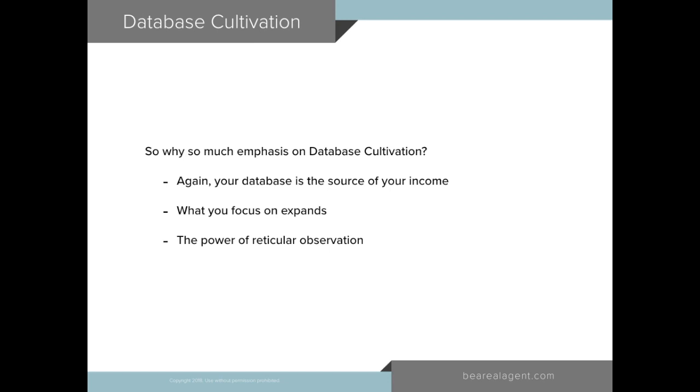And what's crazy is we're going to talk about the next point, the power of reticular observation. One of the classic examples of reticular observation, and talking specifically about the reticular activator in our brains, we start to see patterns, and we start to see the same things reduplicated. A classic example of this is the type of car that you drive.